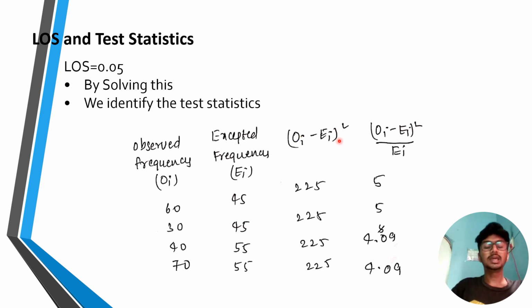Solving (Oi minus Ei) whole square: 60 minus 45, that is 15, whole square, 225. Next, similarly, 30 minus 45 is minus 15, whole square, 225. 40 minus 55, 70 minus 55, 15 whole square. Coming to (Oi minus Ei) whole square by Ei, that is 225 by 45, 5; 225 by 45, 5; 225 by 55, 4.09.